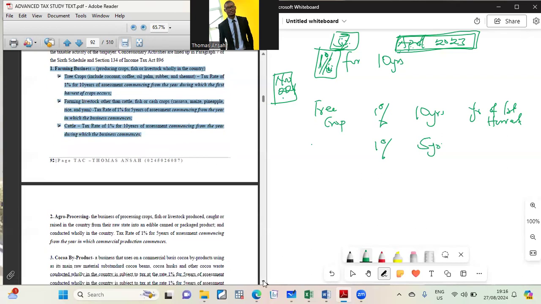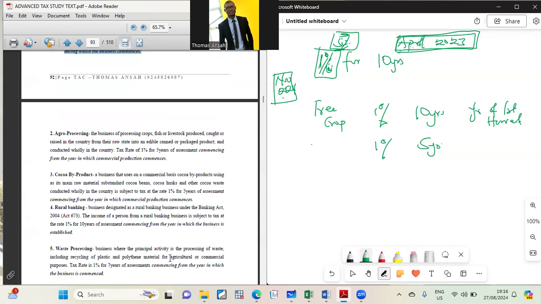So be careful. All right. Agro processing. If you are into agro processing, those who convert the farming activities into edible canned product or packaged product, it is 1% for 5 years, commencing from the year of commercial production. Again, the 1% changed in April 2023. So be careful. So that is that.